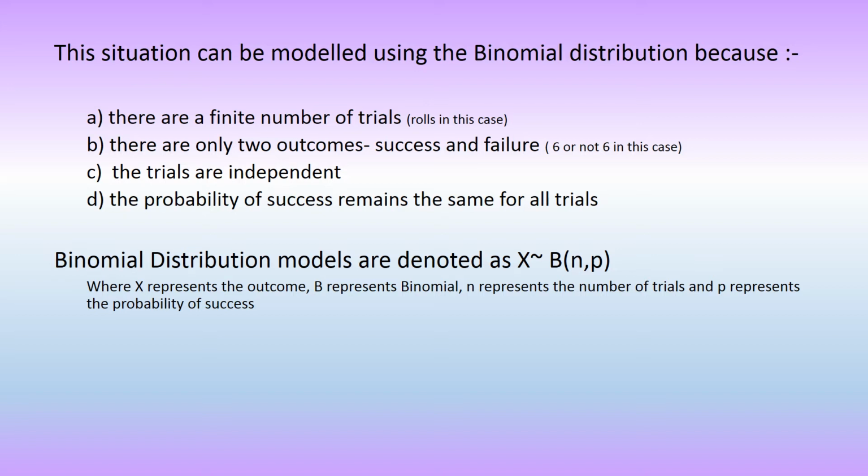Now, binomial distribution models are denoted as such. So the outcome x is binomially distributed with a number of trials n and the probability of success p. So in our die rolling situation, our model would be binomially distributed with n being 8, the number of rolls we've got, and the probability of success, the probability of getting a 6, is 1/6.